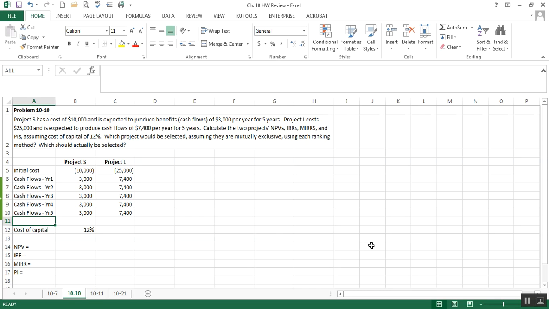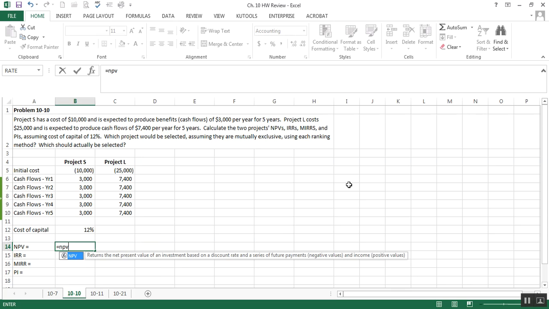The problem is asking us to calculate the two projects' net present values, IRRs, MIRRs, which is the modified IRR, and the profitability index. Which project would be selected assuming they are mutually exclusive using each ranking method, and then which project should actually be selected. So let's go through our analysis.